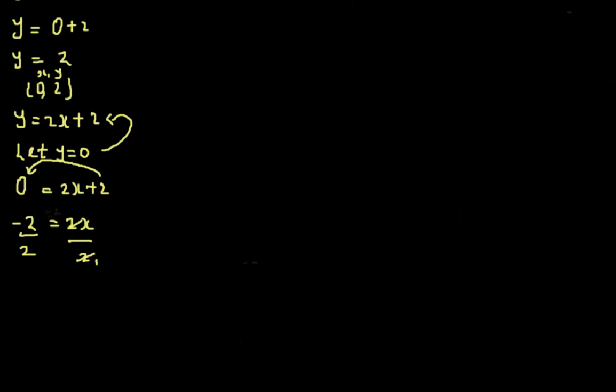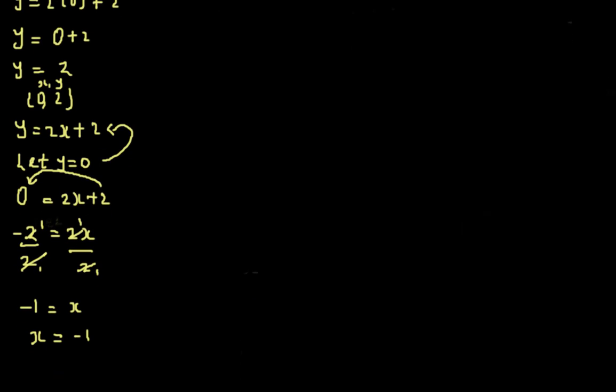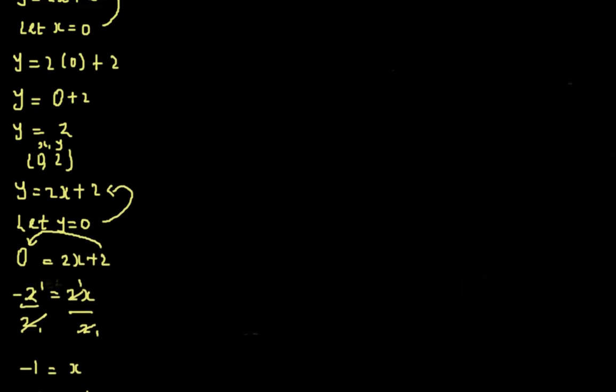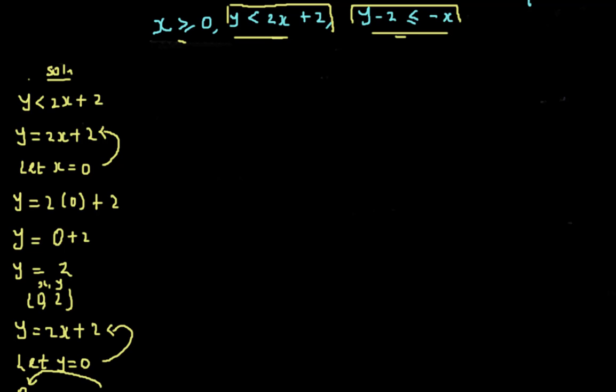2 here 1, we have 2 here 1. So we have minus 1 equals to x. And if minus 1 equals to x, it means that x equals to minus 1. So the second set of values will be having minus 1, 0. Don't forget x, y. Alright, so we need to do the same thing to the third inequality.